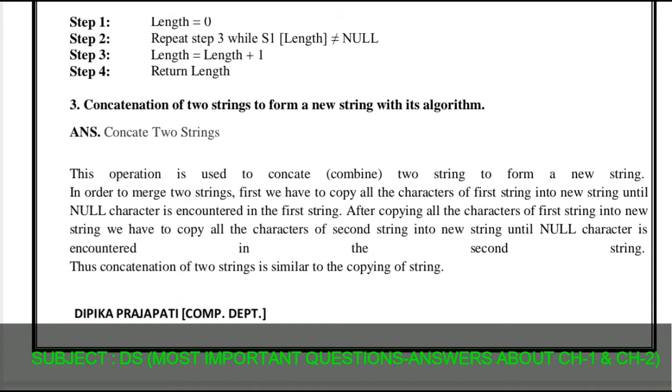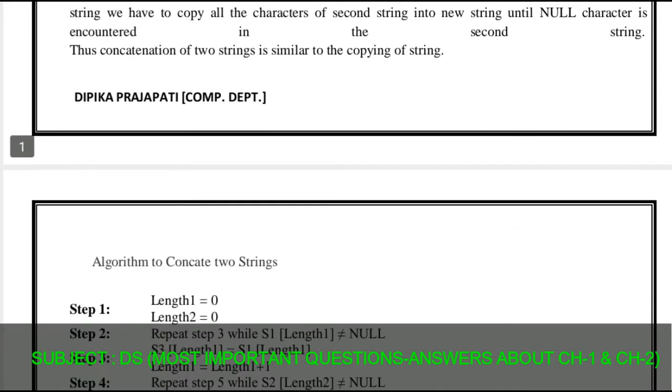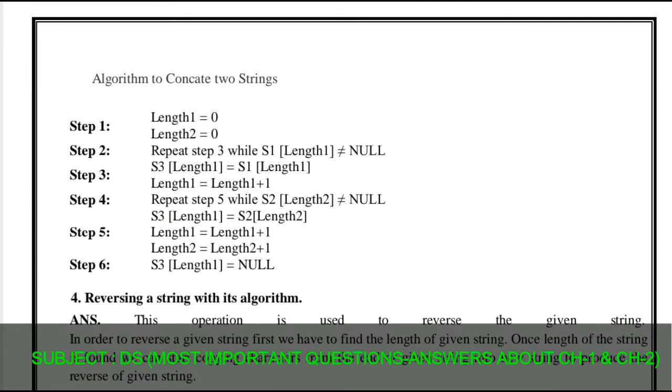In order to merge two strings, first we have to copy all characters from the first string into the new string until the null character is encountered in the first string, and after that copy all characters from the second string into the new string, until the null character is encountered in the second string. So the concatenation of two strings is similar to copying a string and then making a new string. So here is the algorithm step, so you have to follow this algorithm step.